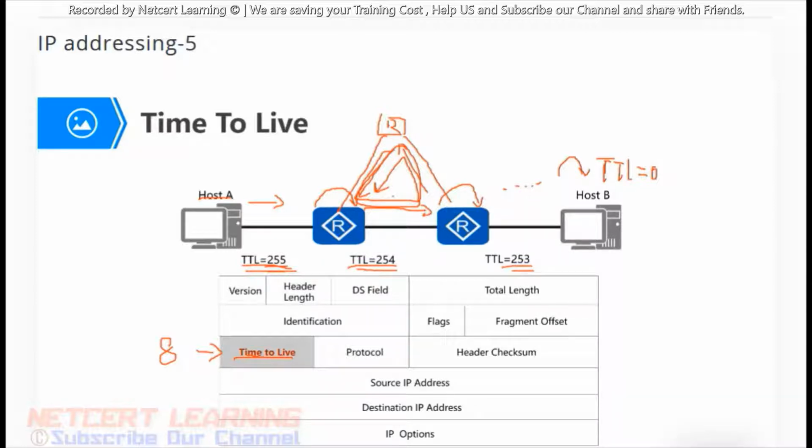After 255 hops, the packet will be dropped, to minimize the bad effect of the loop. Okay, this is the TTL value and how it is used.